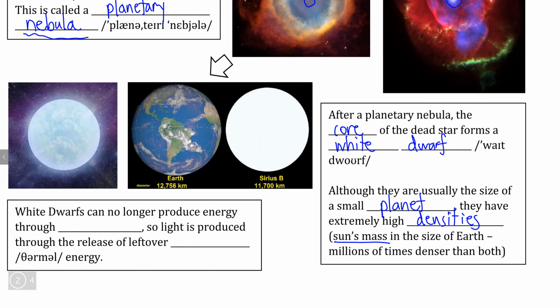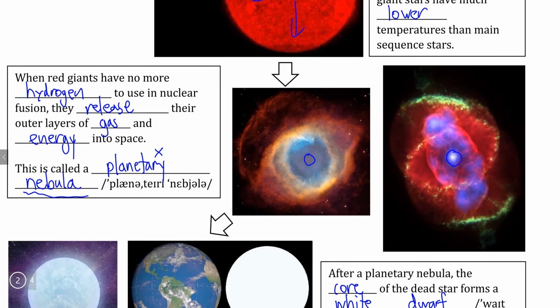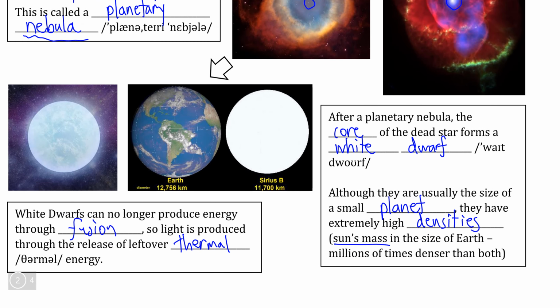Now, white dwarfs are technically considered stars and technically can be seen through telescopes emitting light, but again, they no longer produce energy through nuclear fusion, so the light source that we see from white dwarfs is actually the star shedding any leftover thermal energy that was not released during the planetary nebula.